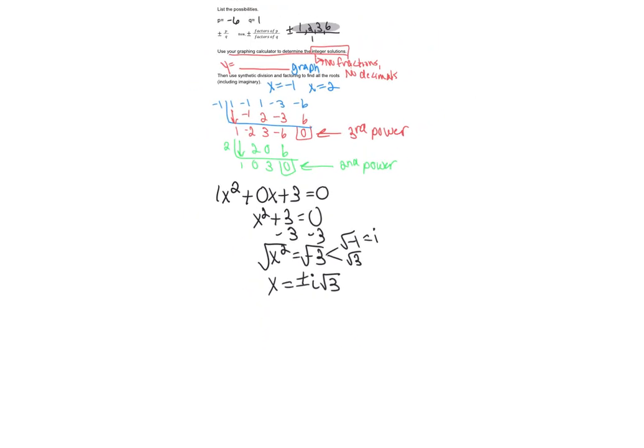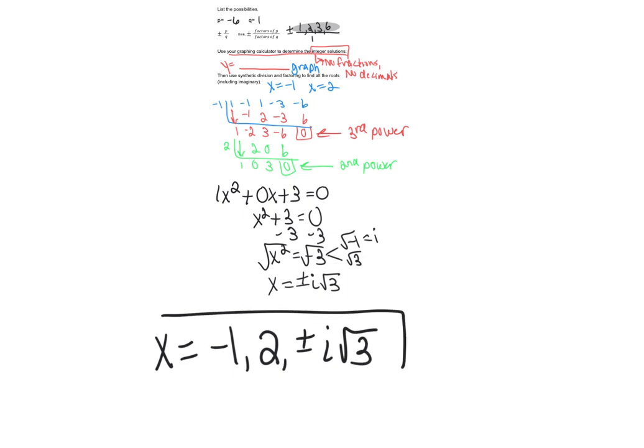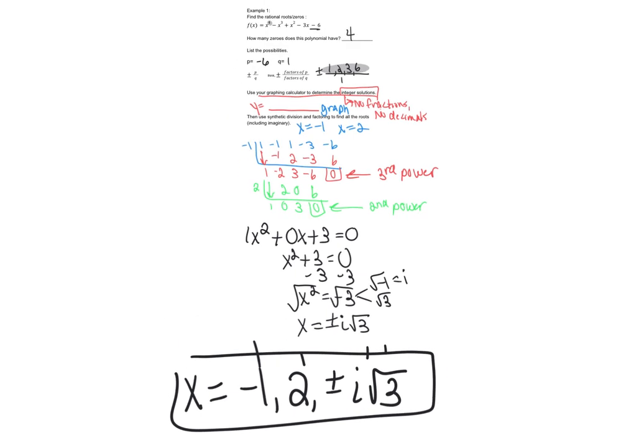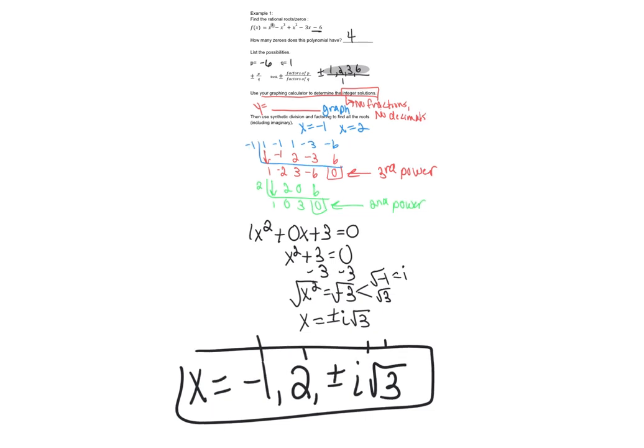So if we were going to list all of our solutions, we would have x equals -1, 2, and positive or negative i times the square root of 3. That would be our 1, 2, 3, 4 solutions, which we said in the very beginning is what we were looking for. There are 4 solutions because of the fundamental theorem of algebra, highest exponent is 4.